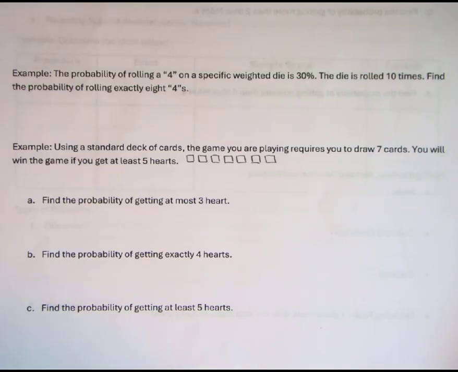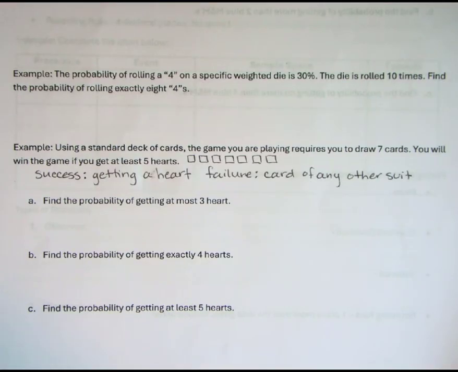First, we need to define what is a success and what is a failure. Because winning the game is getting a heart, a failure would be getting a card of any other suit. It does not matter how many you're going to be required to get, just that if somebody flips over a card, you're excited and happy if you get one that is a heart, and you're not happy if you get a card that is any other suit, like a diamond, a club, and so on.